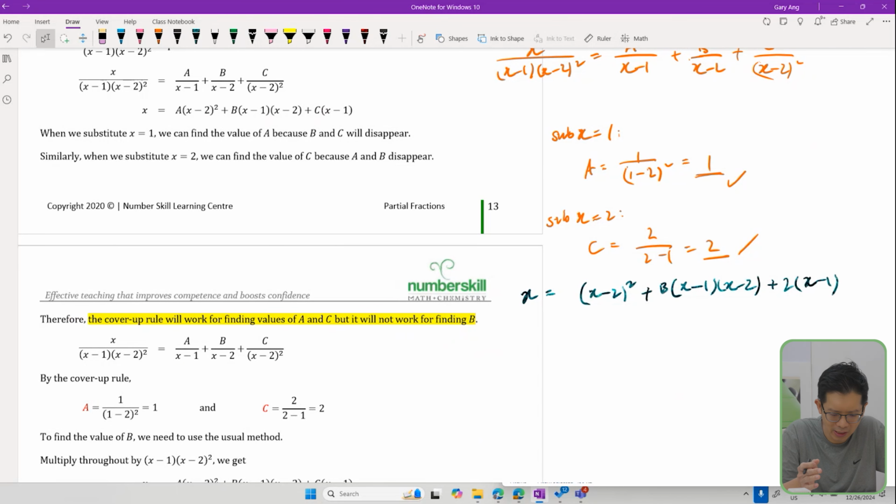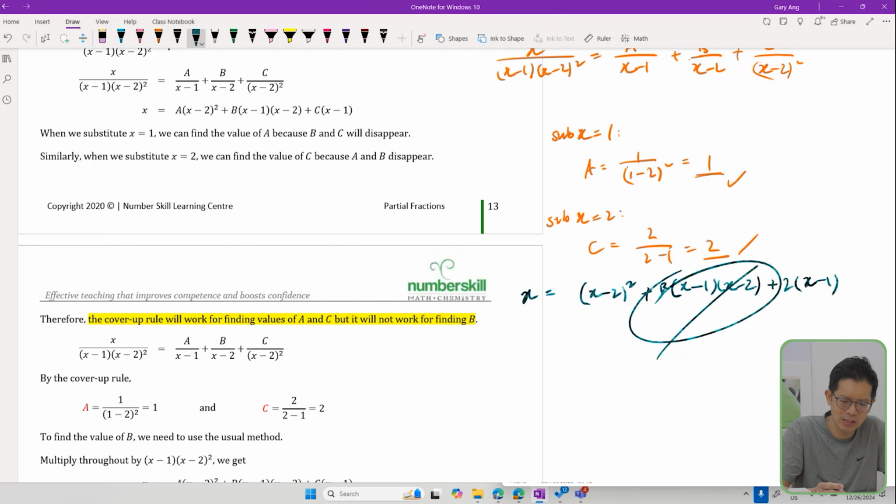So you can substitute any number you like, except you cannot substitute in 1, because if you substitute in 1, the B will be gone, B will be 0. If you substitute in 2, B will also be gone. Alright, so that's the whole idea of why the cover-up rule doesn't work, because it'll be gone no matter what you sub in.